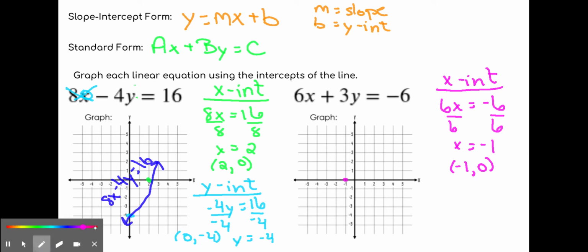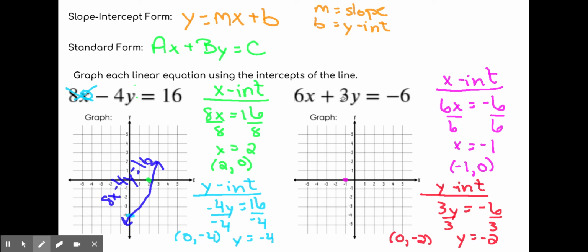Now, next thing is to find the y-intercept of this line. All right, when I let x be 0, this goes away. I'm left with 3y equals negative 6. Y is negative 2, so my y-intercept is there. Then we want to draw the line through those 2 points. Your lines will look so much better than mine, and that is the line 6x plus 3y equals negative 6.